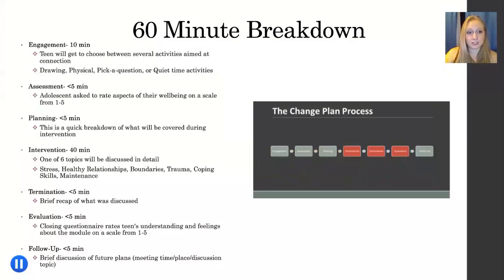Termination is a quick step as well, less than 5 minutes, and it will be a brief recap of what was discussed. Evaluation, another quick one, is a closing questionnaire that rates the teen's understanding and feelings about the module on a scale from 1 to 5. Follow-up is less than 5 minutes, and that's just a brief discussion of future plans, things like meeting time, place, and the discussion topic that will be covered next time.